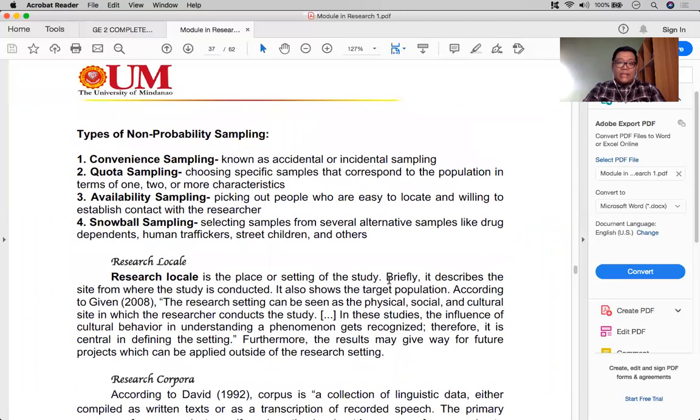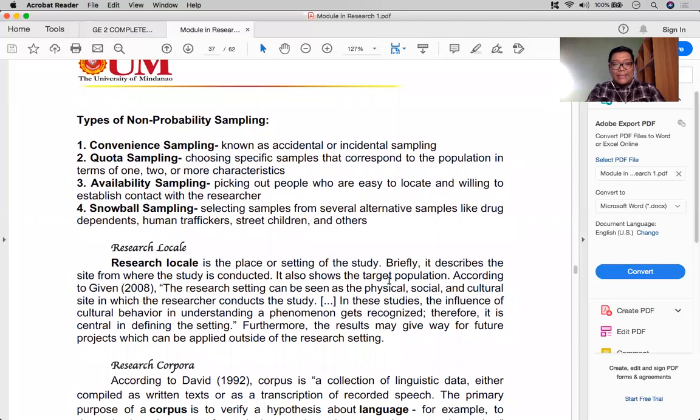So we have convenient sampling. It is known as accidental or incidental sampling. So let's say you go to a room and then you want to interview groups of students. So whoever is in that room, automatically they are part or considered as your participants in your research.